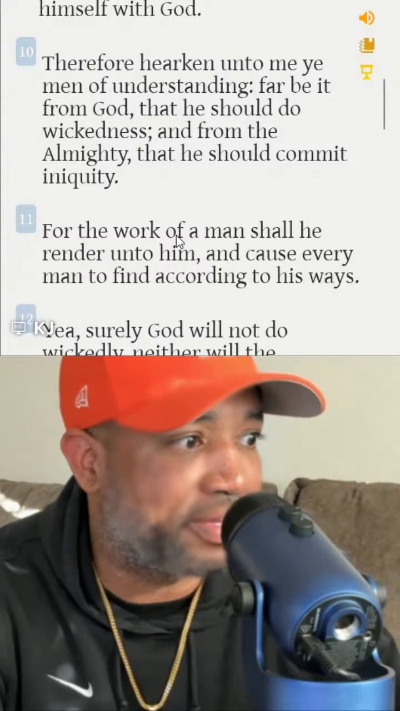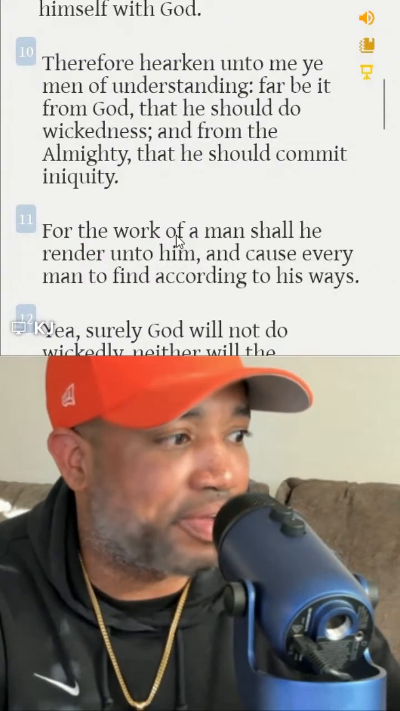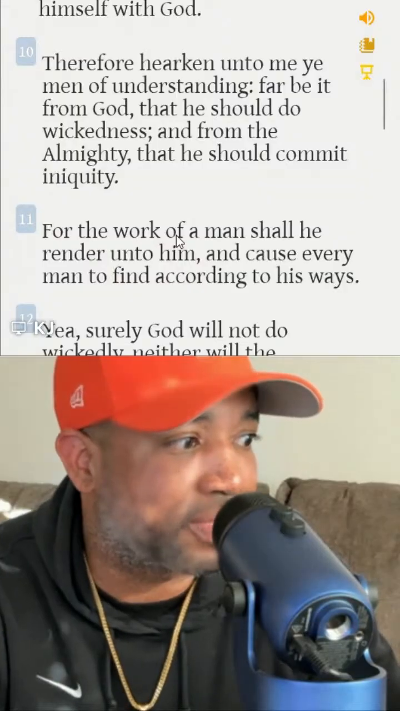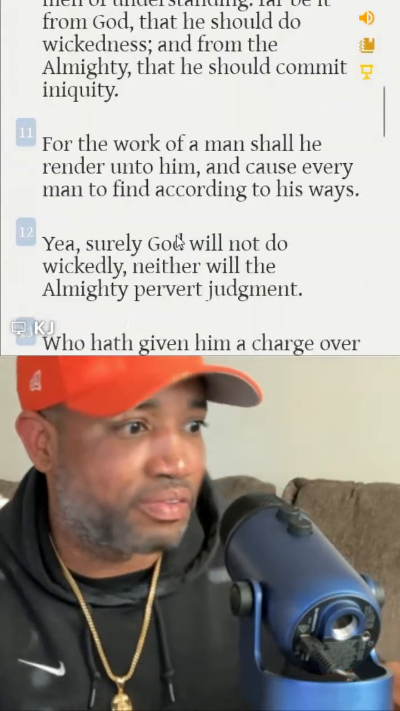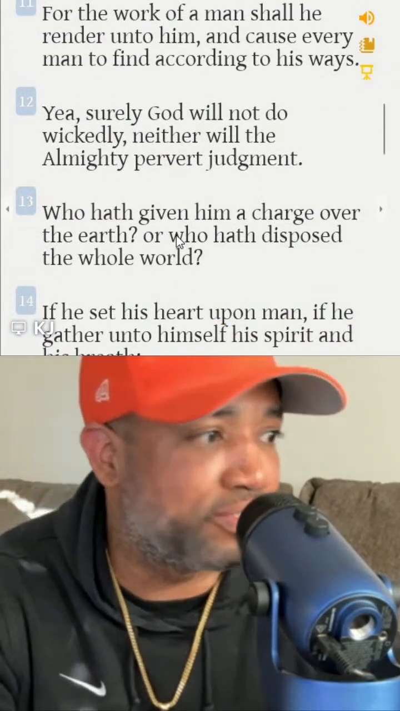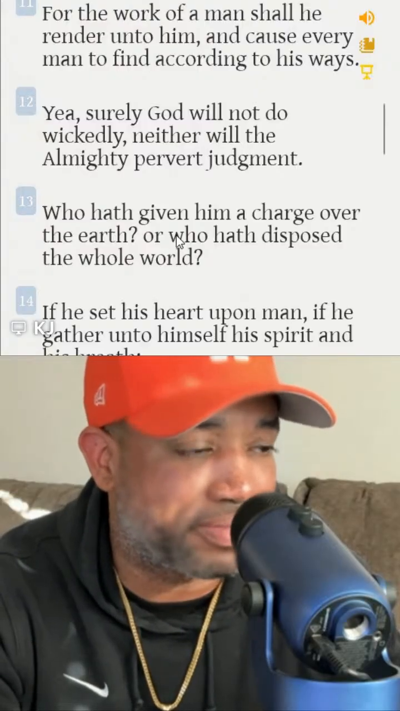"Therefore, hearken unto me, ye men of understanding: far be it from God, that he should do wickedness, and from the Almighty, that he should commit iniquity. For the work of a man shall he render unto him, and cause every man to find according to his ways. Yea, surely God will not do wickedly, neither will the Almighty pervert judgment."